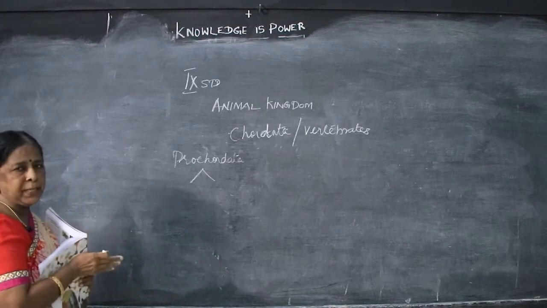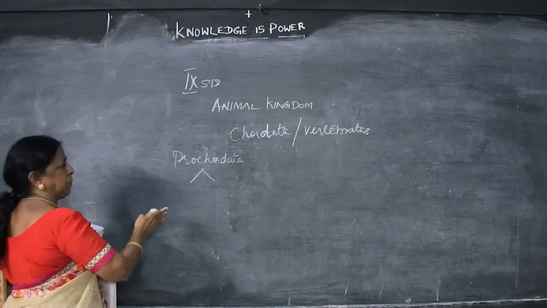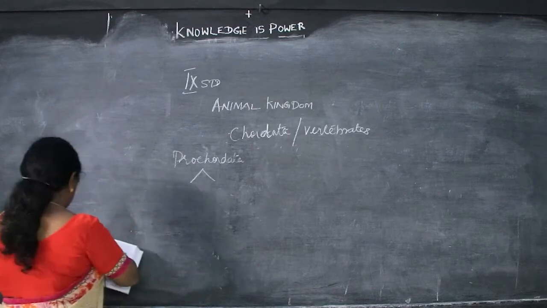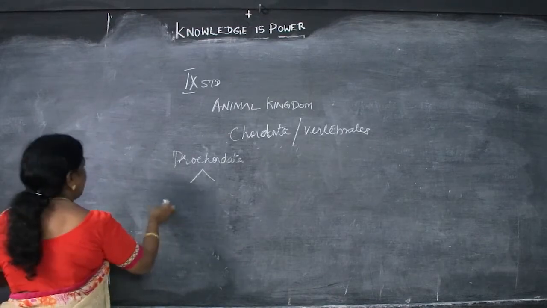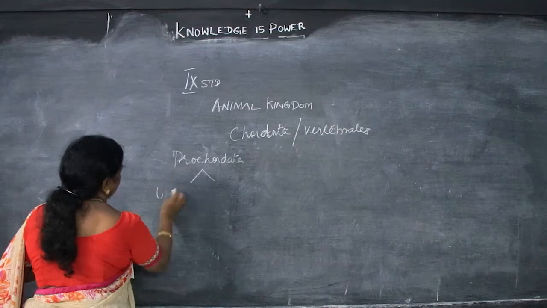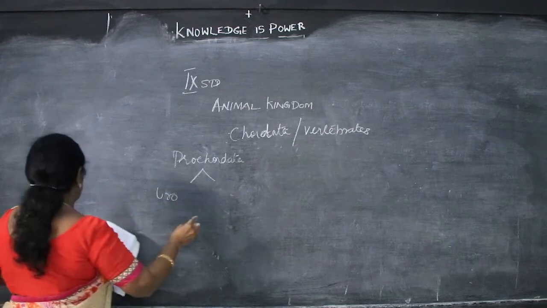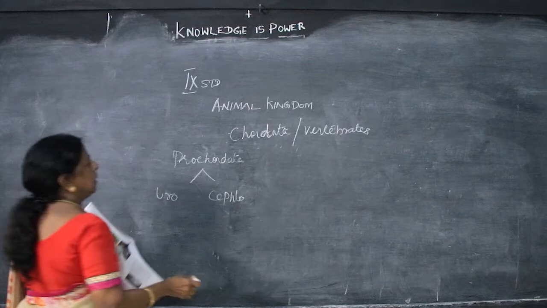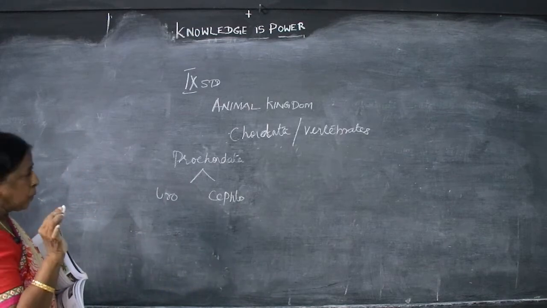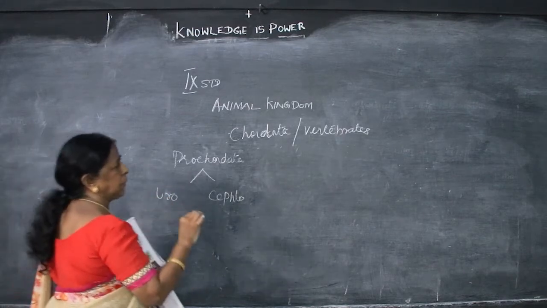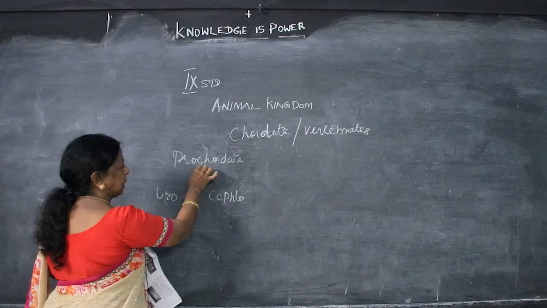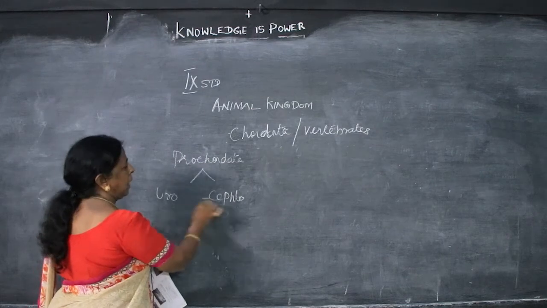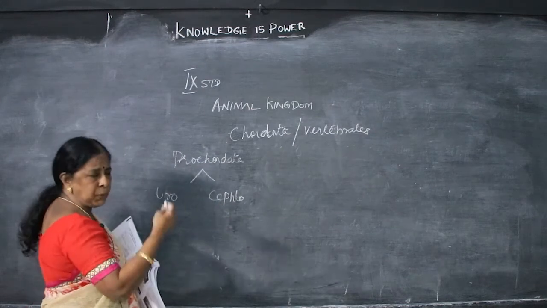Why do we call it prochordata? Because they are the first developed animals. What are the 2 subdivisions there? Urochordata and cephalochordata. Then the scientists said the prochordata are the well developed animals, the vertebrates. How can we differentiate uro and cephalo?